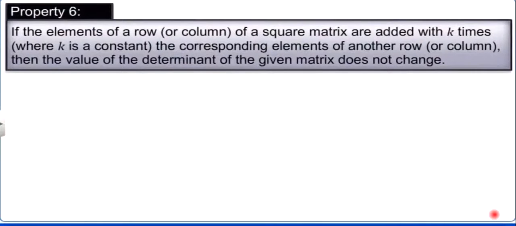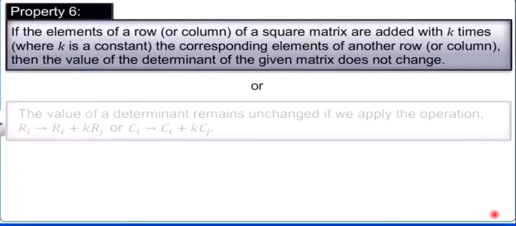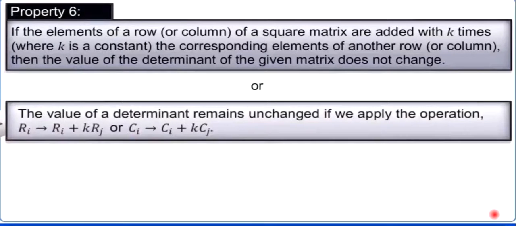Moving on to the last property. It says, if the elements of a row or column of a square matrix are added with k times the corresponding elements of another row or column, then the value of the determinant of the given matrix does not change. That is, the value of a determinant remains unchanged if we apply the operation Ri goes to Ri plus k times Rj, or Ci goes to Ci plus k times Cj.